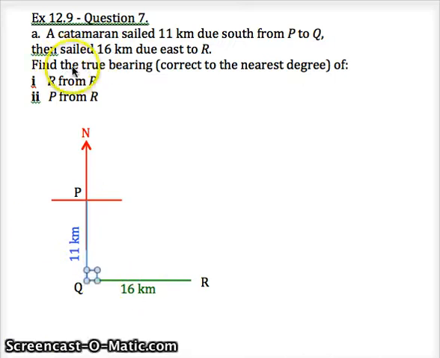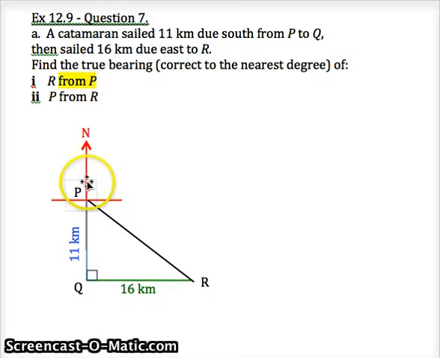Now, we're told to find the true bearing correct to the nearest degree of R from P. So before we can find any bearings of R from P, we need to draw a line between R and P. So I'll just put that in now. And we need to find the true bearing of R from P. So I'm going to underline this from P. Okay, so I want it from P. So I start from P, I put a north sign and then I travel clockwise till I find the direction that R is on.